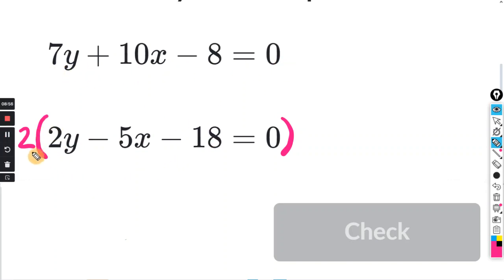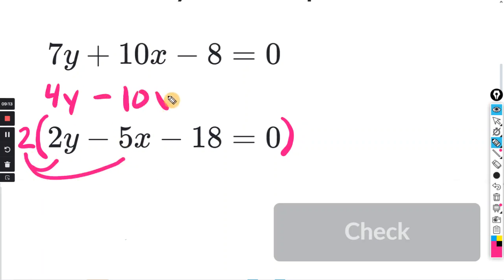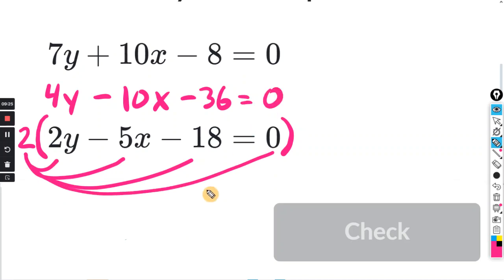Okay, remember, we're multiplying both sides of the equal sign by 2. You have to distribute. So we have 2 times 2y. That's going to give us 4y. We have 2 times negative 5x. That's going to give us negative 10x. We have 2 times negative 18. That's negative 36. Keep the equal sign. And of course, 2 times 0 is just 0. Now I'm going to erase this just for now.